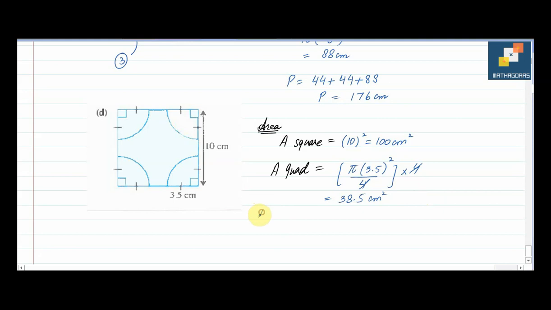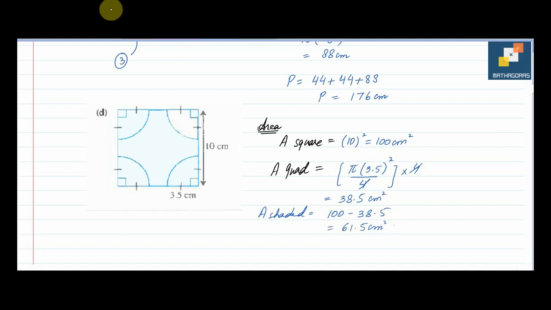Now the last part, the shaded area. So the shaded area is 100 minus 38.5, which gives us a value of 61.5. The shaded area is 61.5 centimeter square.